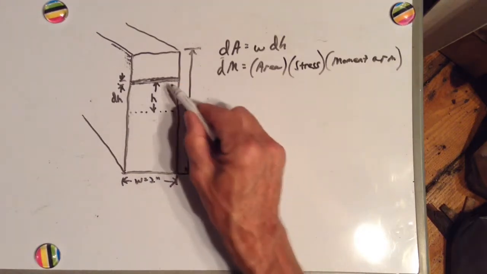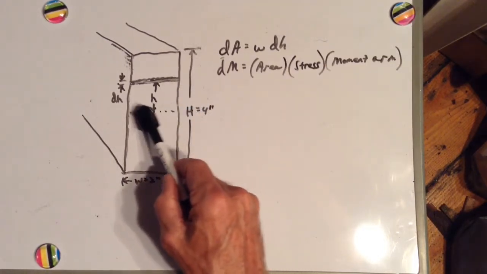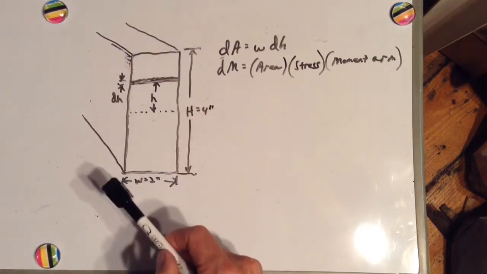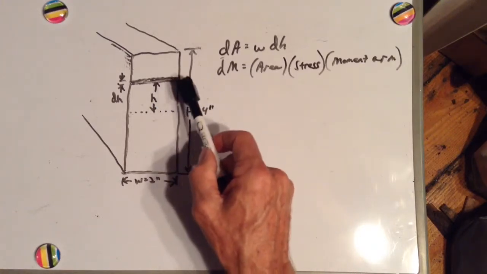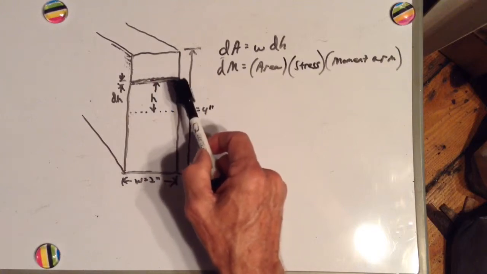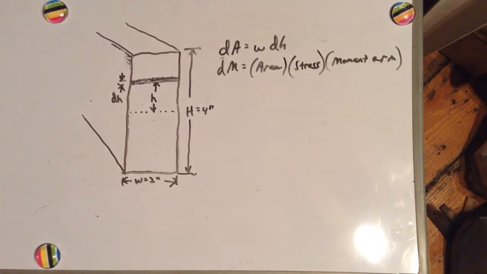Okay, times the stress in the sliver, which is going to be somewhere between the stress at the centroid, which is 0, and the stress at the top edge, which is maximum. Okay, times the moment arm. Okay, dm equals area of the sliver times stress of the sliver times the distance between the sliver and the centroid, the moment arm, which is h in this case.